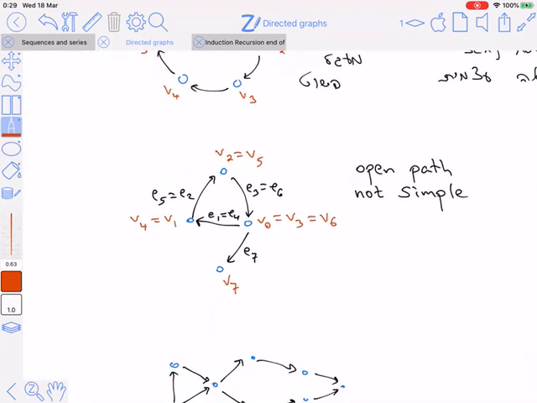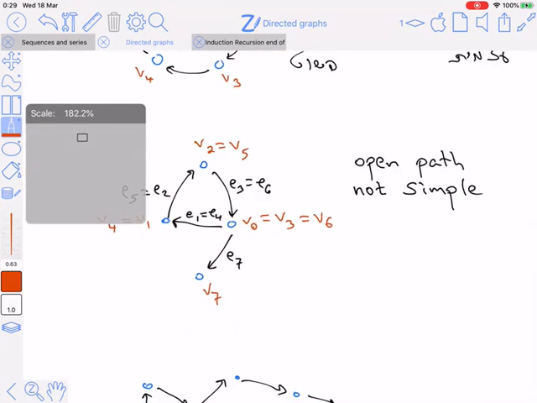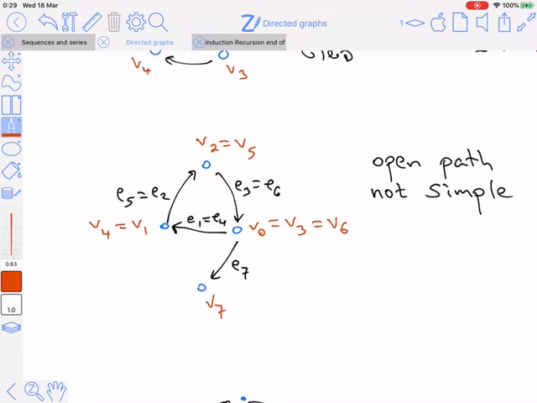Let's look at this funny example of a directed graph. This is a directed graph, which is a directed path, which is open and not simple. Good. We start with V0, we go to V1, continue to V2, V3, V3 equals V0, so this is the second time we're visiting the same node. Continue to V4, which equals V1. This is the second time we visit this node.